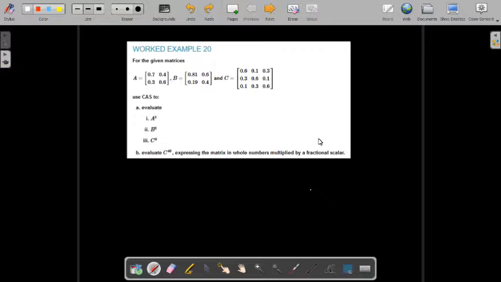So to start off, we've got example 20, and we've got the matrices I, A, B, and C. The question asks to evaluate each of the following. So we're using CAS, so get your calculator out and follow the steps.